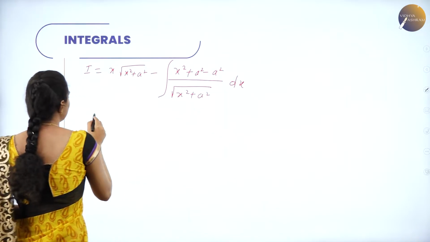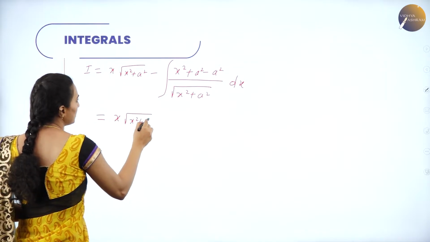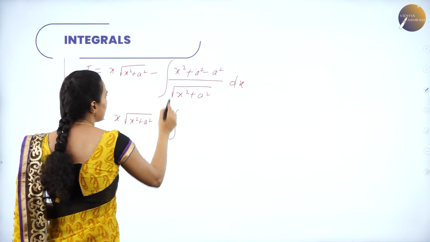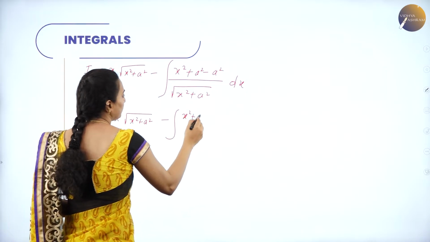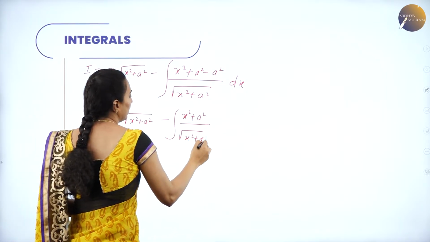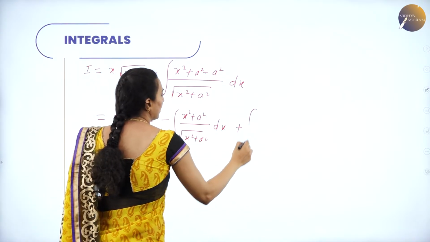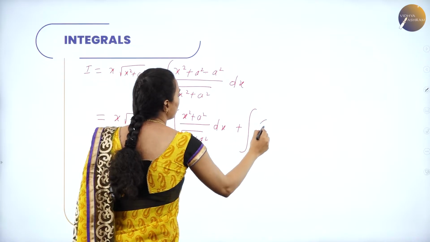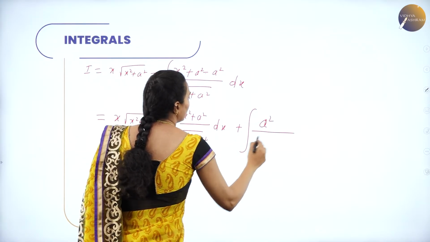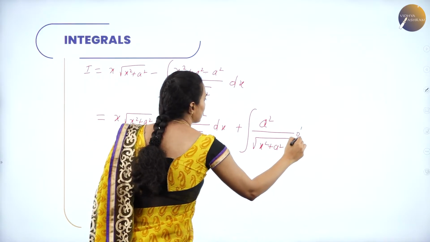Now I am segregating this, dear students. I will be is equal to x into under the root x square plus a square, minus, as it is, x square plus a square divided by root x square plus a square into dx. See, minus into minus is plus. A squared is a constant, I can remove outside. Let me remove later. X square plus a square into dx, right?